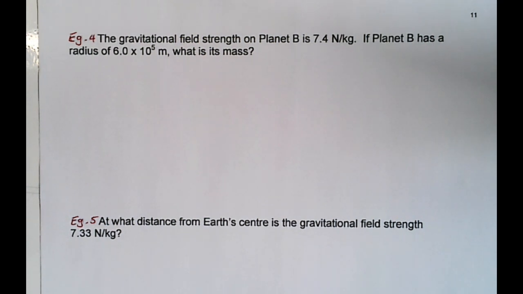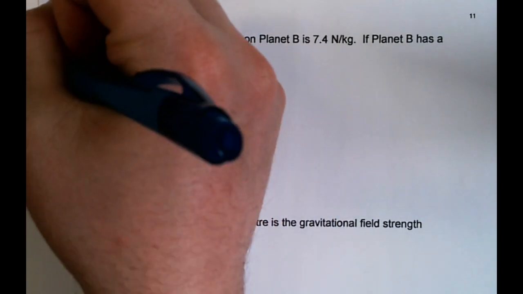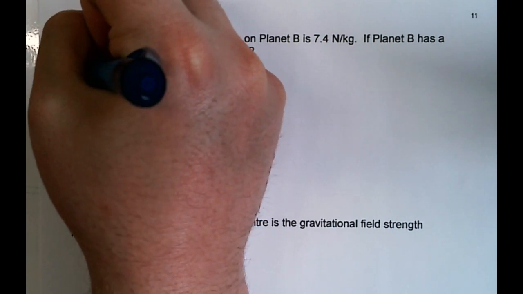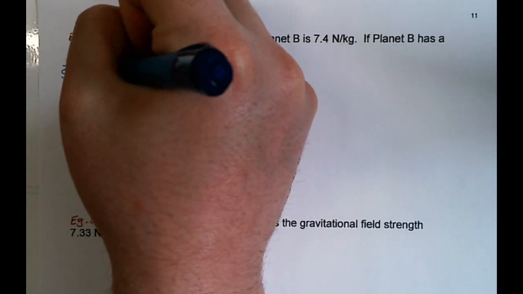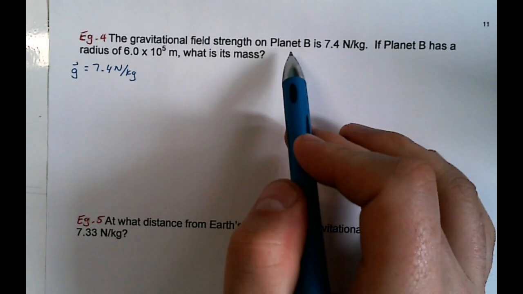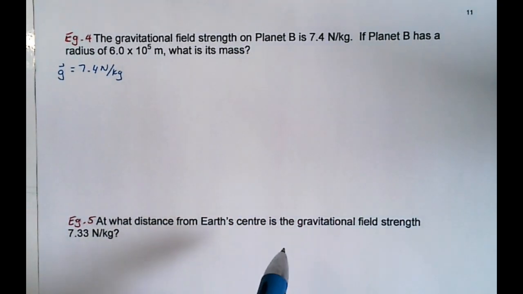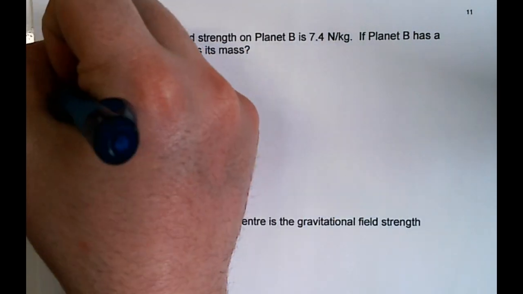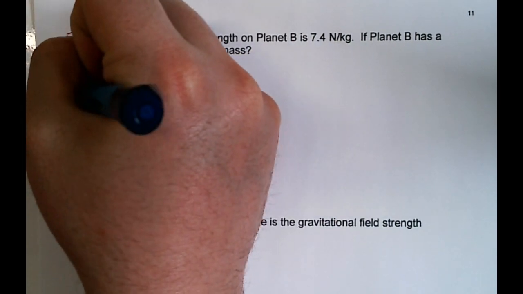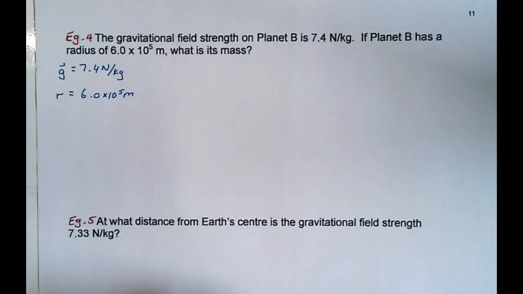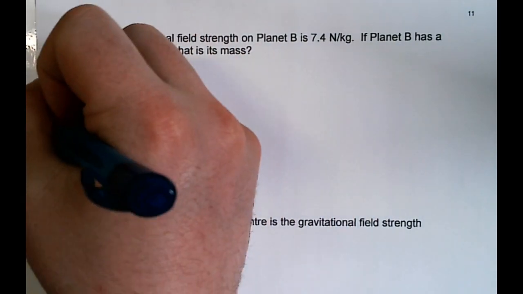Like always, I like to write out the information that we are given on the left side. We know that there is a gravitational field strength of 7.4 newtons per kilogram on this mysterious planet B. We also know that planet B has a radius of 6.0 times 10 to the 5 meters. That's to determine what is the mass of the planet.